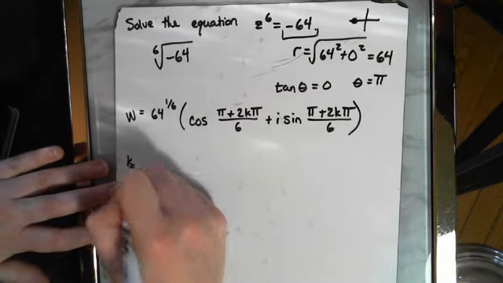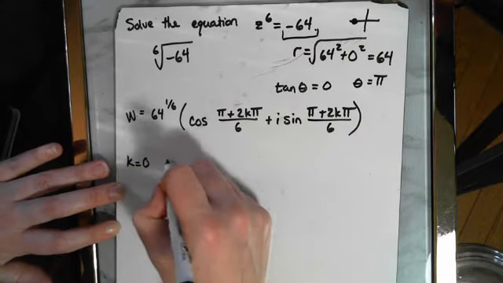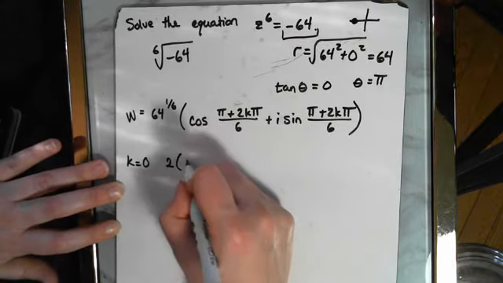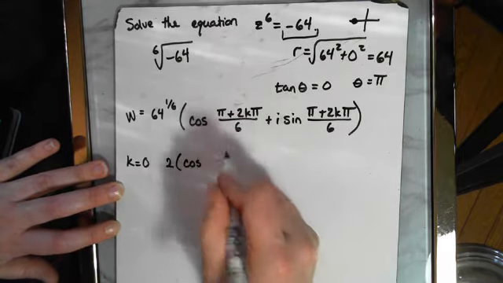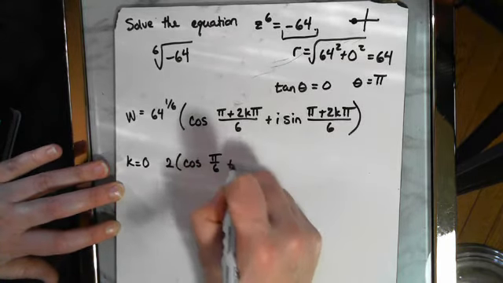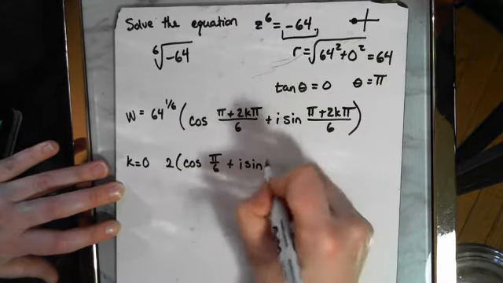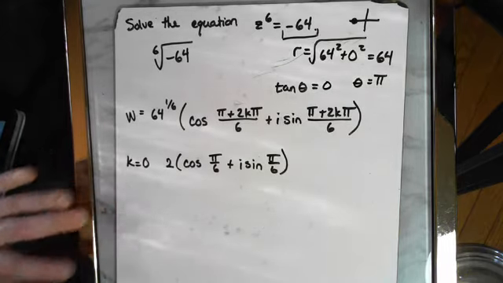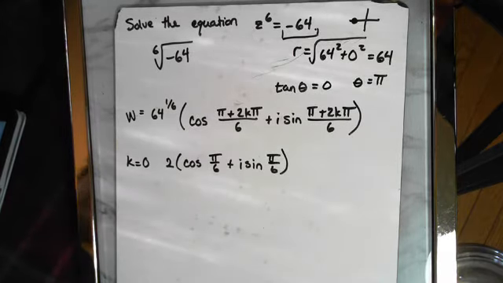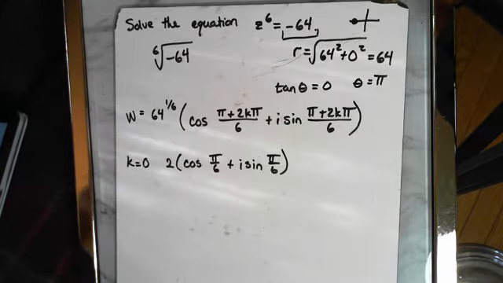Now I'll pick my k values. If k is 0, I'm going to have 2 times the cosine of, now notice this is going to be 0, so it's going to be pi over 6 plus i sine of pi over 6. Okay, and then you can go ahead and change that back into rectangular form. For the sake of time, I'm not going to do that.